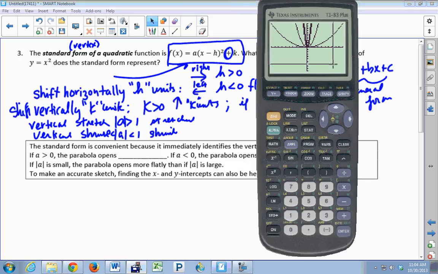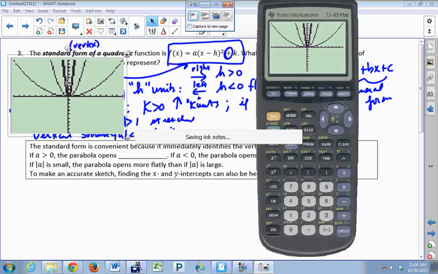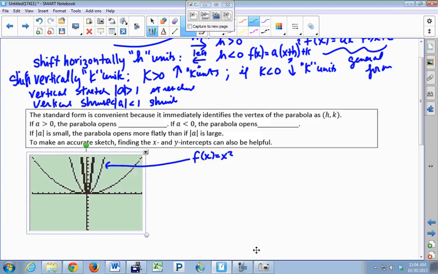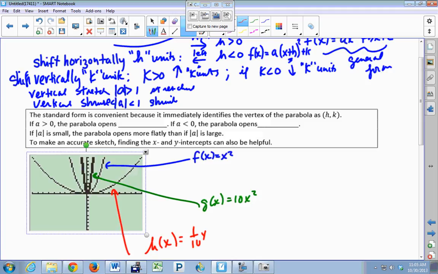There we go. Okay. So here's just a little picture for your memory. Here's f of x equals x squared. Here's g of x equals 10x squared. And one more color. Here's h of x equals 1/10 x squared, or 0.1 x squared. So when A is a fraction in absolute value, it's a much wider opening.